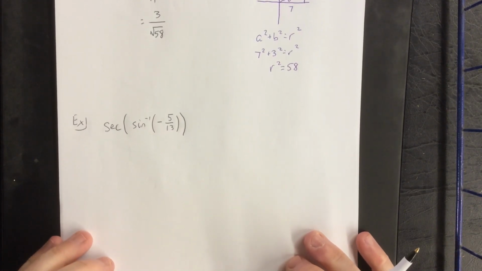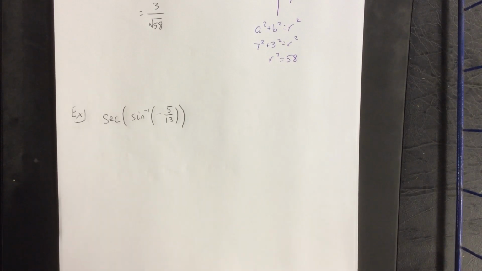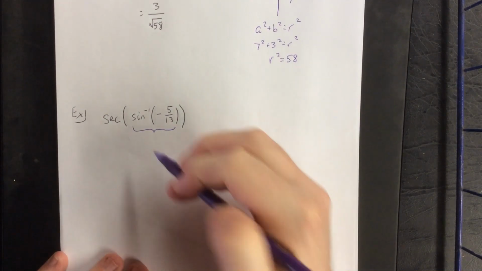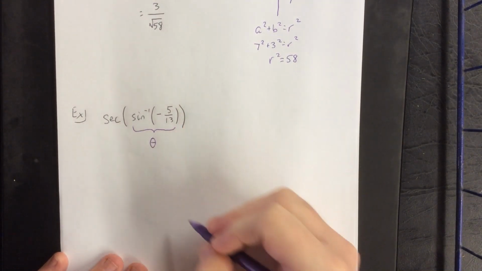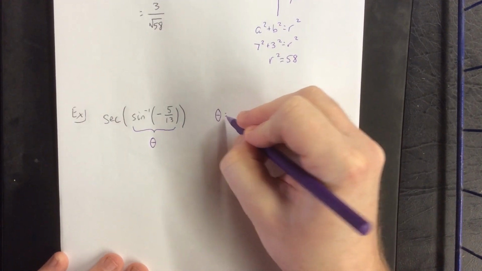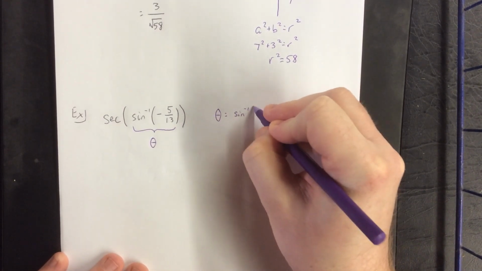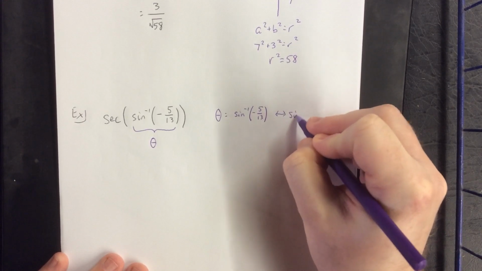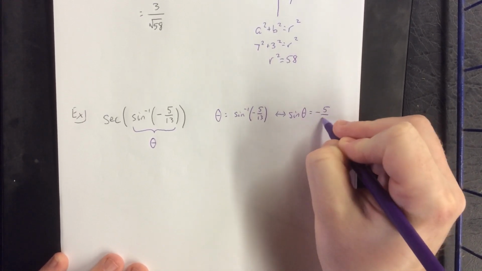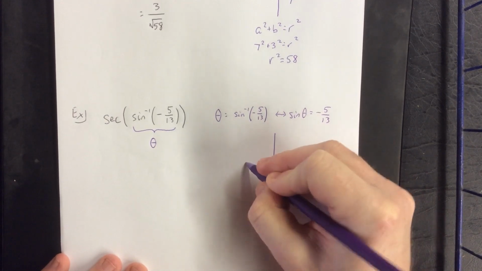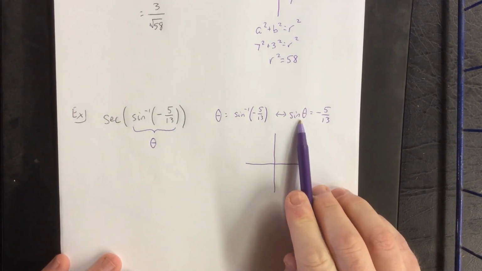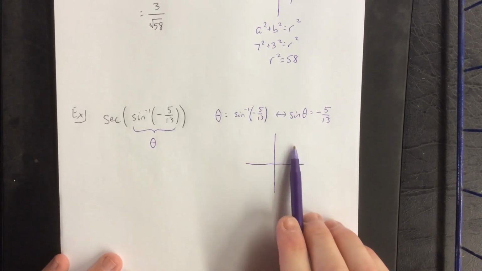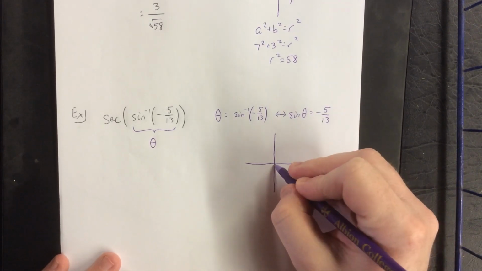Let's try this process again. Let's take a look at the secant of the inverse sine of negative 5/13. So first off, for an inverse trigonometric function, we will label it as an angle. So now we're saying that theta is equal to the inverse sine of negative 5/13, which is equivalent to saying that the sine of theta is equal to negative 5/13. Now for the sine of theta, the angle restriction that we used for this was from quadrant 4 up to quadrant 1. Positive ratios go in quadrant 1, negative ratios go in quadrant 4.